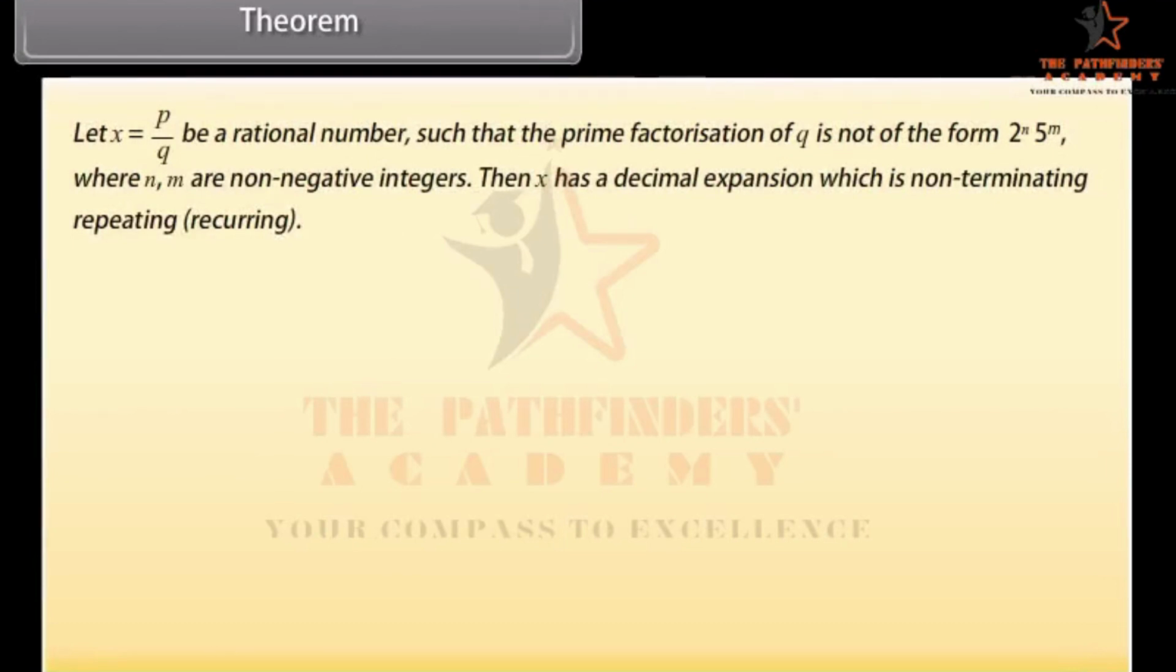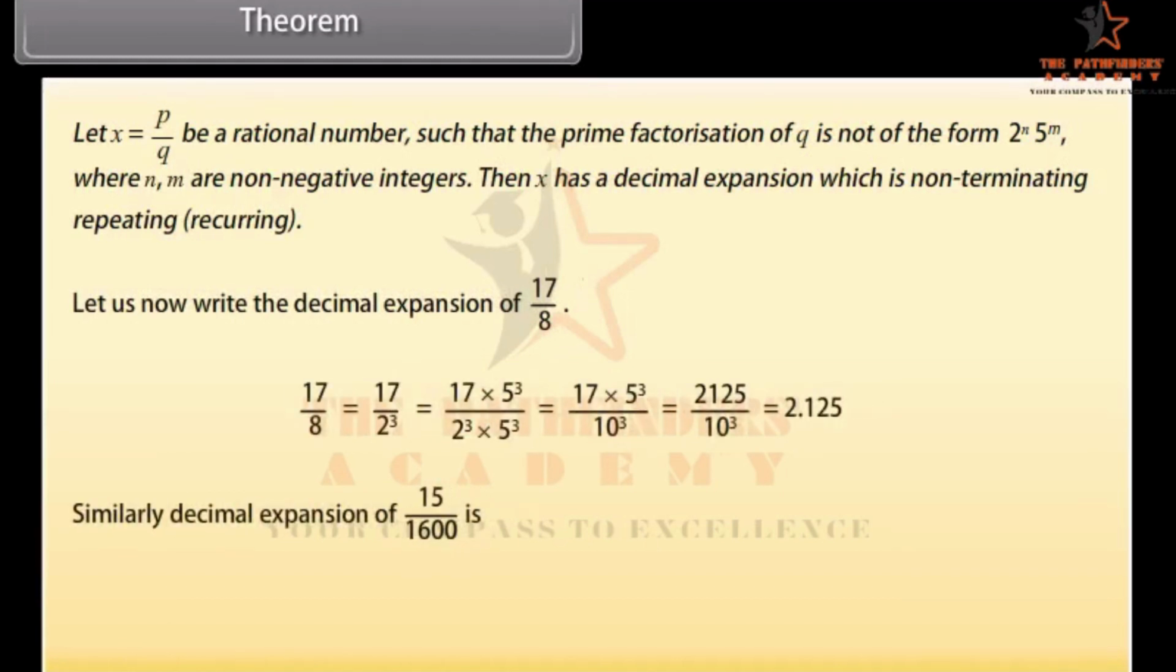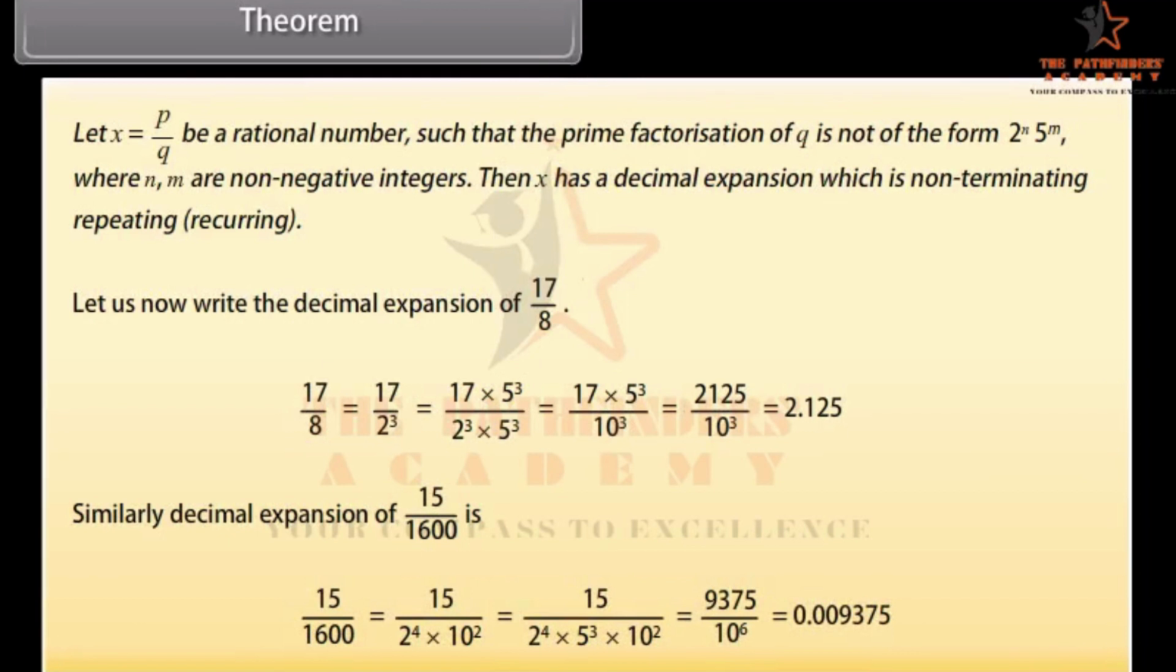Let x equal p upon q be a rational number such that the prime factorization of q is not of the form 2 raised to the power n, 5 raised to the power m, where n, m are non-negative integers. Then x has a decimal expansion which is non-terminating, repeating, recurring. Let us now write the decimal expansion of 17 upon 8. Similarly, the decimal expansion of 15 upon 1600 is 0.009375.